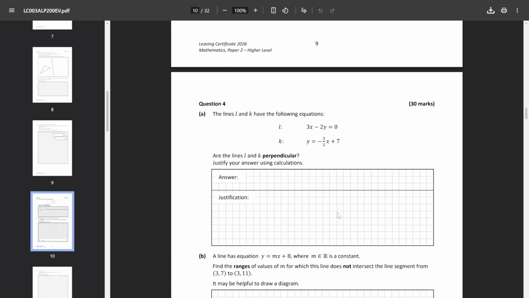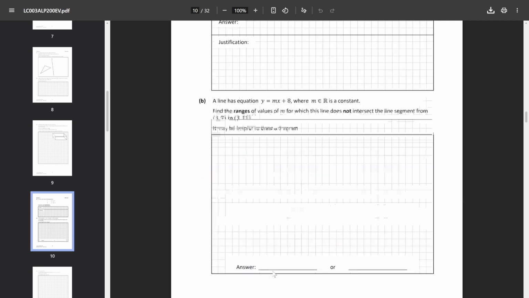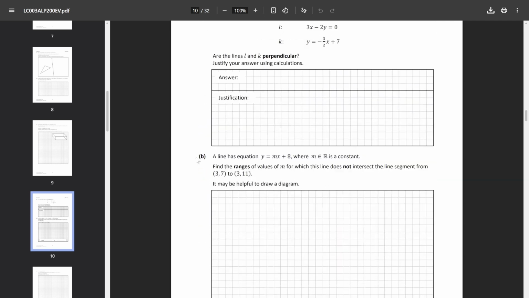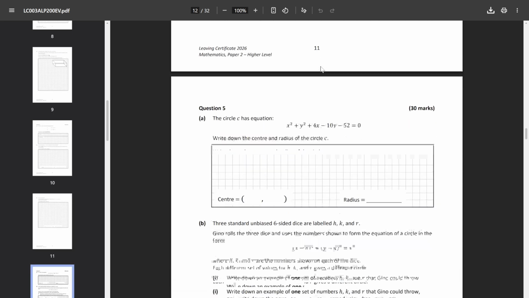In terms of how they're going to distribute the marks, I'd say probably 20-25 marks would be spent on A and C. Whereas part B, the maths in it is not difficult, but trying to visualize it is somewhat difficult, I would imagine, for most students. So I'd say the marks will be adjusted accordingly.